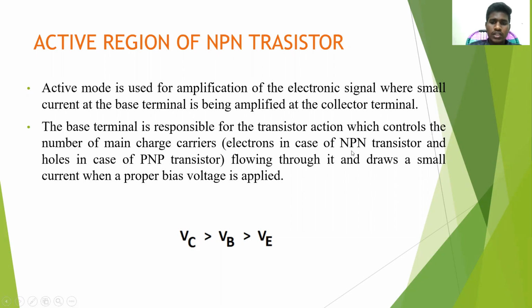The base is also lightly doped. Lightly doped means there are fewer holes, and there are many electrons, so the majority carriers are electrons in the case of an NPN transistor. In the case of a PNP transistor, the holes are majority carriers and electrons are minority carriers, flowing through it and drawing a small current when a proper bias voltage is applied.